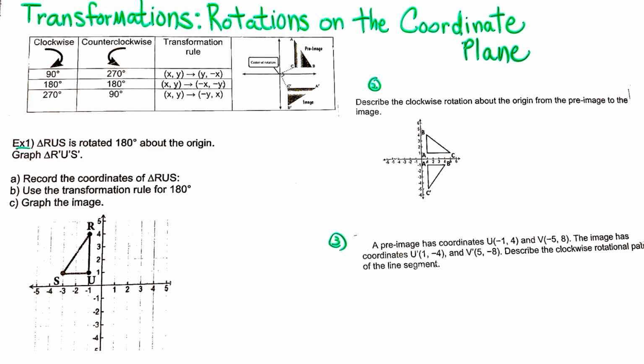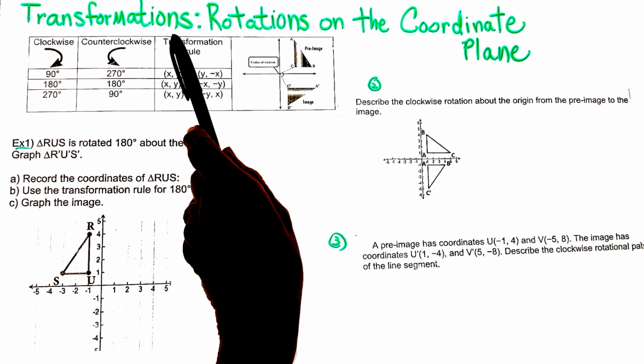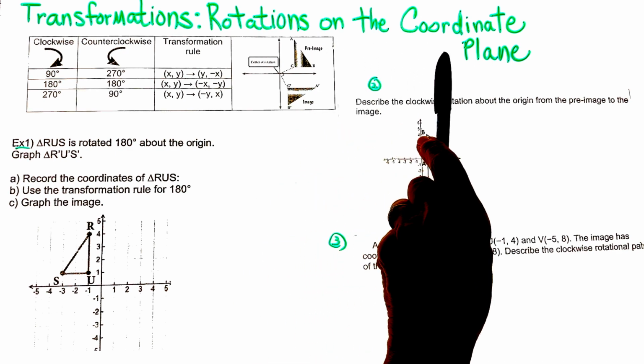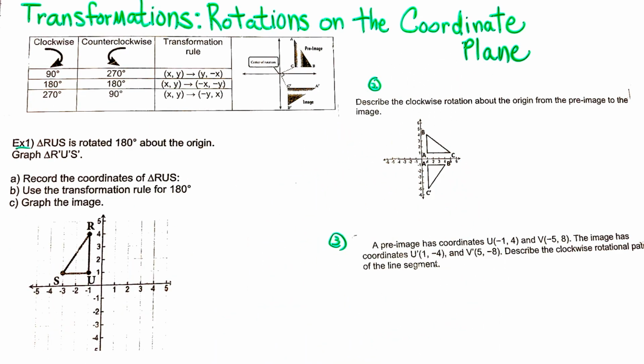For this lesson, we're going to be talking about transformations, and this time we're talking about rotations on the coordinate plane. So I have a very, very handy little chart that helps us remember the rotation rules. Notice there's a clockwise and a counterclockwise direction. And our 90 degrees clockwise rule is the same as the 270 degrees counterclockwise.